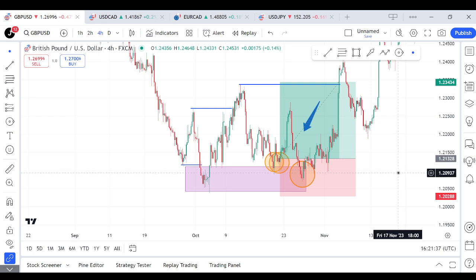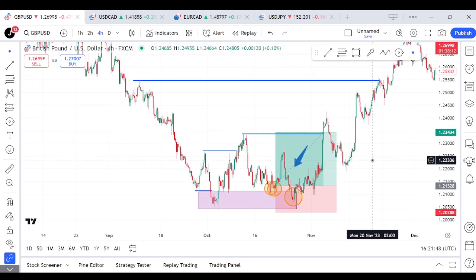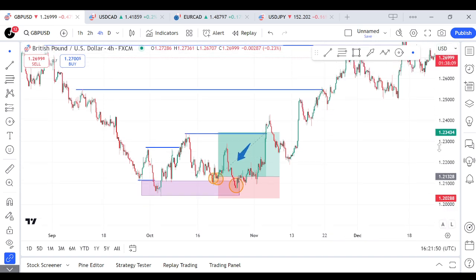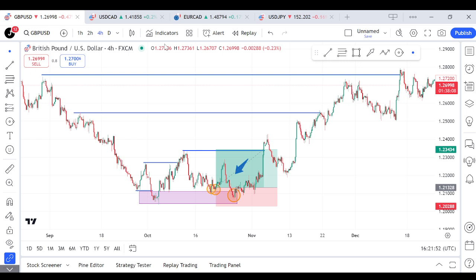So always set your stop loss and take profit levels. It's very, very crucial. So by following these steps, you'll be well equipped to trade the Quasimodo pattern effectively, and also have a well thought out strategy to use and trade the markets.